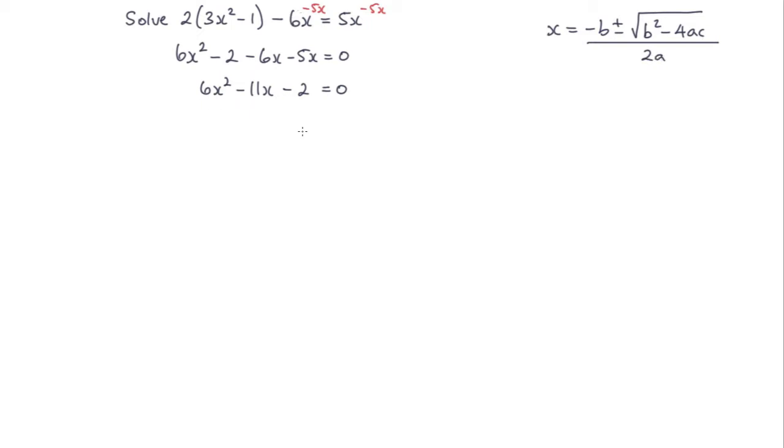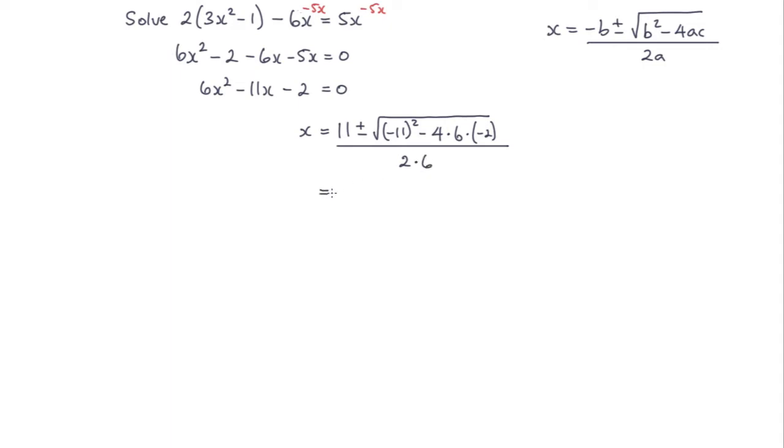So applying that over here, well, the a term is this coefficient here, the b term is this coefficient, and the c term is this constant. So we get minus b. Minus 11, that's just 11. Plus or minus the square root of b squared, so that's going to be negative 11, and that's squared. Minus 4 multiplied by a, which is 6. Multiplied by c, which is negative 2. And that's all over 2a, which is 2 multiplied by 6.